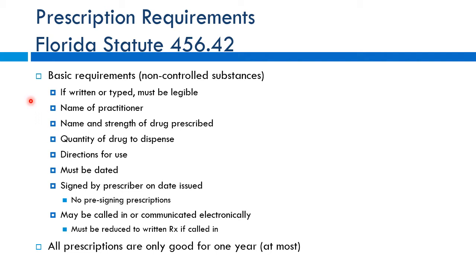So the things that are required to be on a script include, first, be legible. You had to put that in the law because a lot of people write illegibly. The name of the practitioner, so your name has to be on the prescription. The name and the strength of the drug, which makes sense. The quantity of drug to dispense. This is one of the big things a lot of people get wrong when writing prescriptions, at least in your early stages: not figuring out the right quantity to dispense.